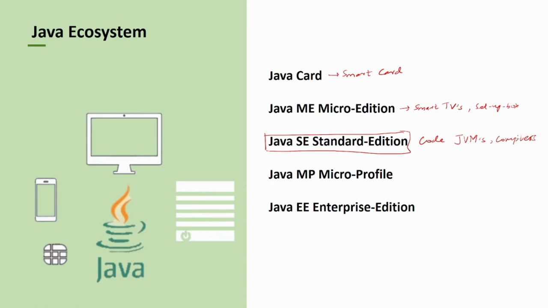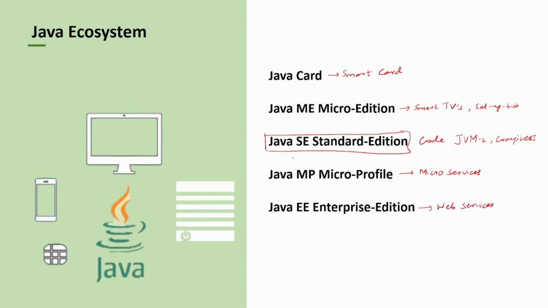Then we have Java Micro Profile. The Java Micro Profile is mostly used for microservices, and it allows us to define for a server how our application should be deployed and run as a microservice. And then we have Java Enterprise Edition, which would be used for web services, message passing, etc.